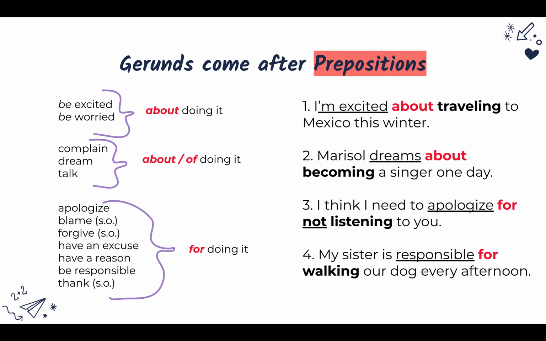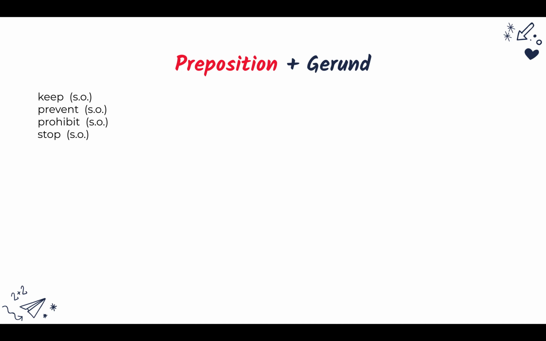And if you want to email me those sentences, I'm happy to check them for you so you can see how you're doing. Let's move on to a few more categories with prepositions. These verbs will take the preposition from, right? Stop someone from doing something.